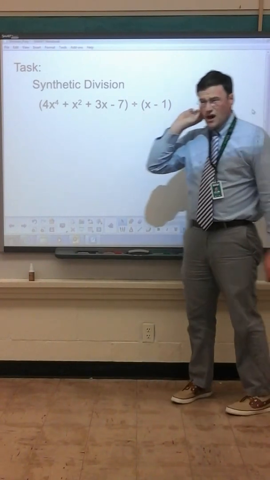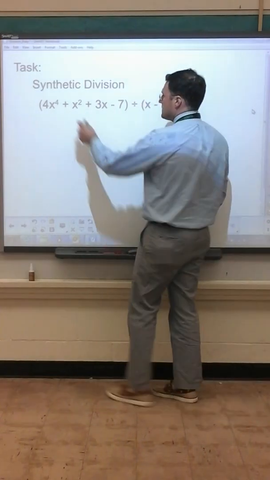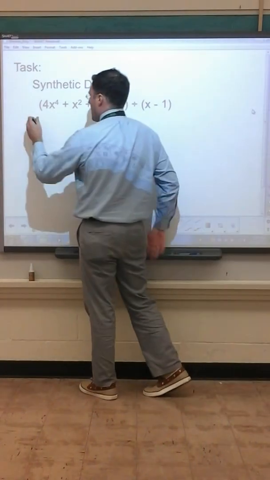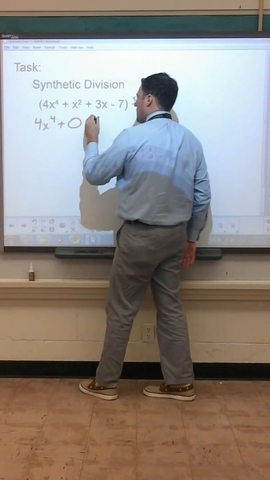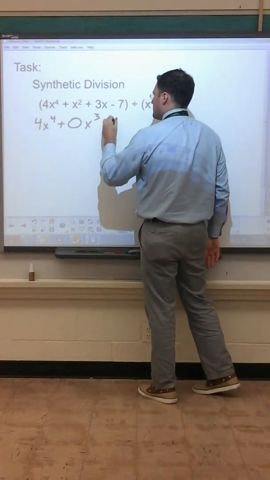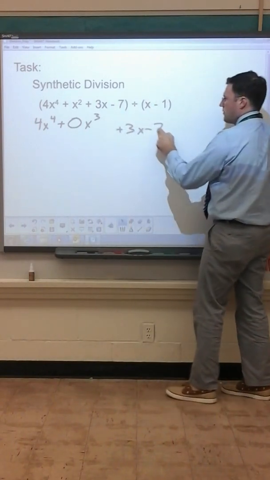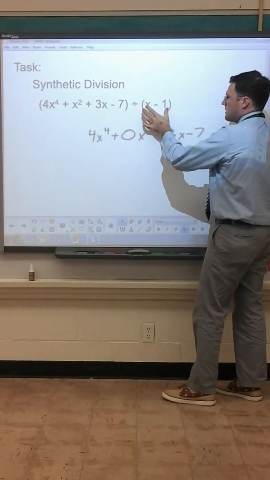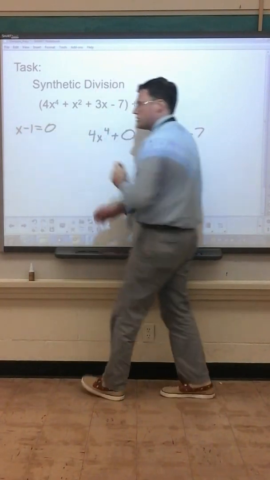First thing I always want to do with any division problem, long division or synthetic division, is make sure I put in some placeholders for gaps in my polynomial. So I'm going to put in 0x to the third because there's no x to the third there, plus 3x minus 7. And I'm actually going to place this whole thing to the side. Now I'm going to take x minus 1 and set it equal to 0, and I'll show you why in a second.